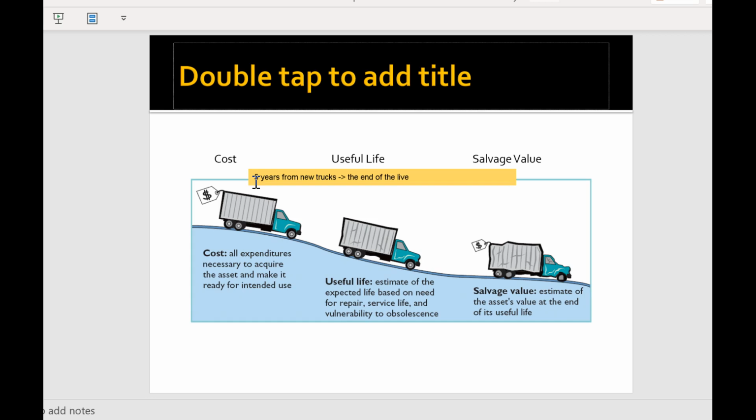So there are three things here. First, we have the original cost when we purchase a new truck. Two, we have the end of the truck's life when we send the truck to the scrapyard. It would probably return with some money, say $5,000. That's called salvage value. In between, we're using this truck for a couple of years. This is called the useful life. Again, useful life is an estimation. It is an assumption.